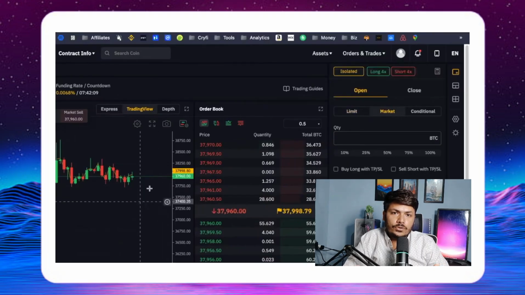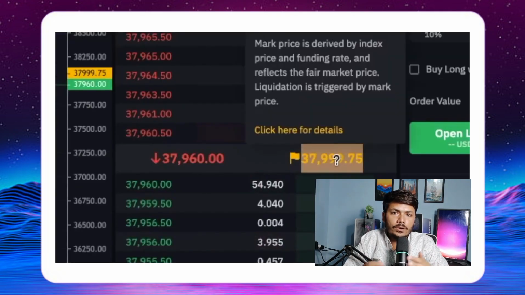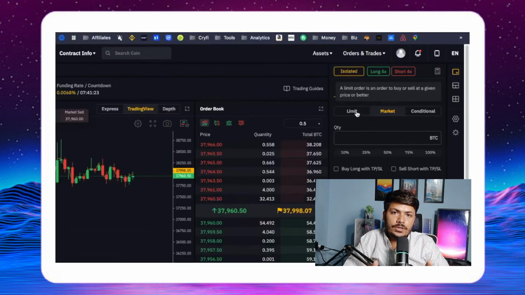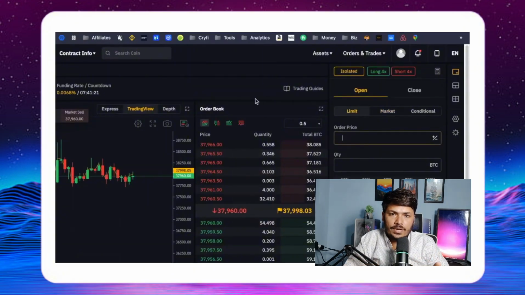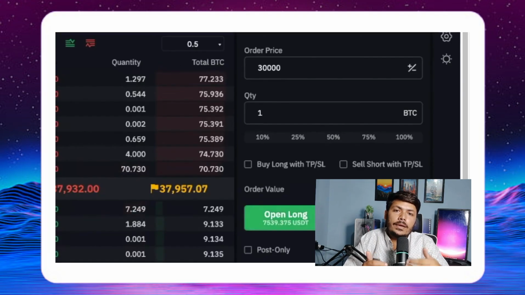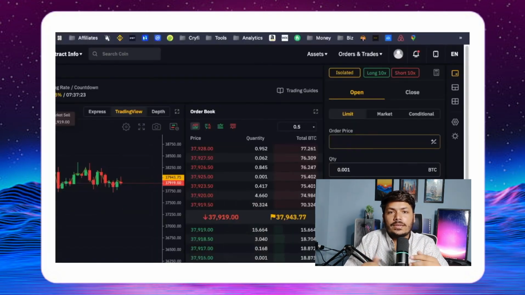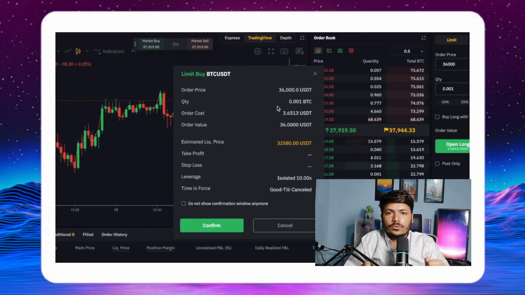So first, what you need to do is understand that a limit order means you are not buying at the current market price. The market price is the price of Bitcoin right now, let's say around $38,000. But if you don't want to buy at $38,000 and instead prefer to enter at a lower level, you can place a limit order. For example, if you think Bitcoin will drop to $30,000 and want to buy one Bitcoin at that price, you would set a limit order for $30,000. Once Bitcoin hits that price, your position will open.